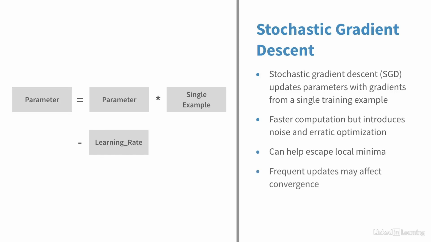However, frequent updates can introduce noise and make the optimization process more erratic, which can affect the convergence of your model. So here, the parameter refers to the specific weight being updated. The learning rate is the step size, and the gradient here represents the gradient of the loss function computed using a single data point.